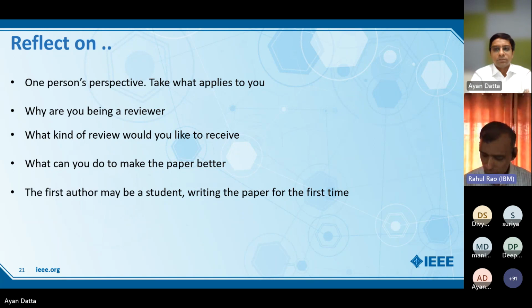So the second thing to think about is what kind of review would you like to receive, right? Generally, when I showed the image of people with arms trying to block your way, nobody wants to receive that kind of review.